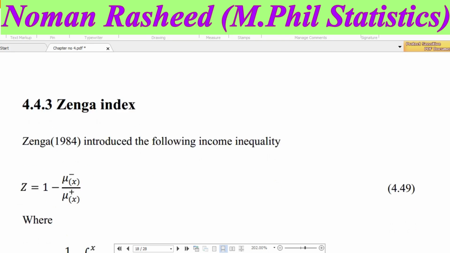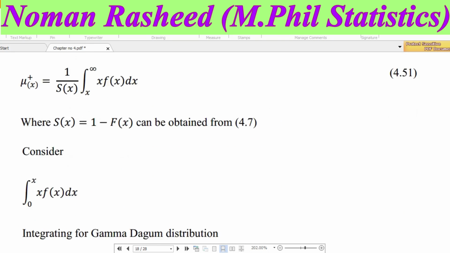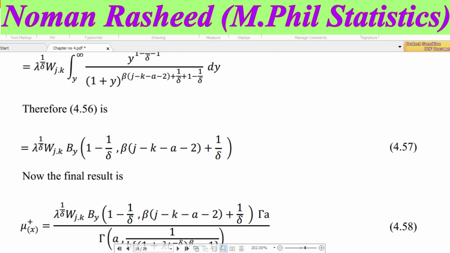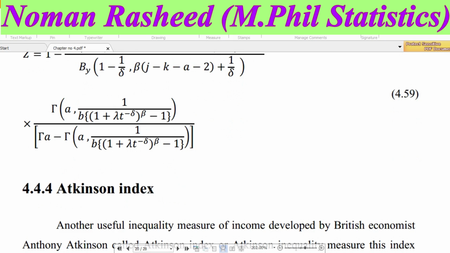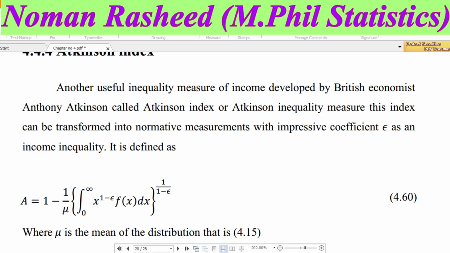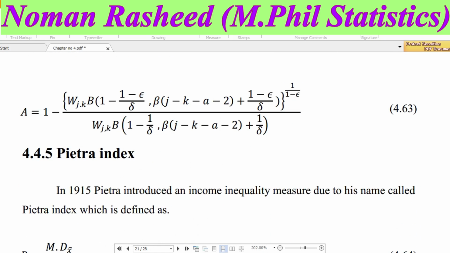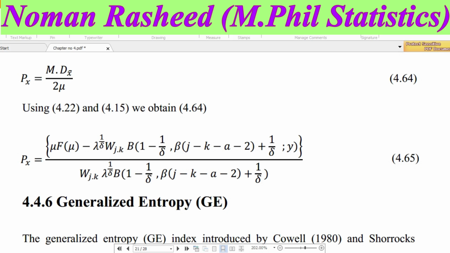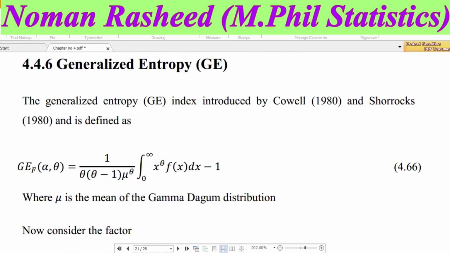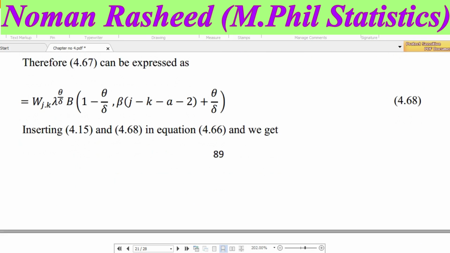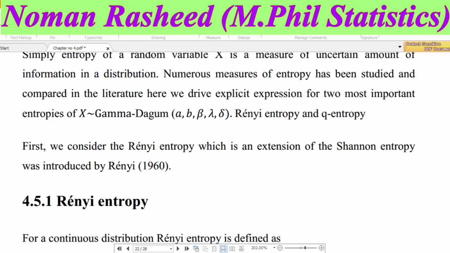The Zenga index is also part of this research. In the same way, the Atkinson index; these are the inequality measures we obtained for the gamma Dagum distribution. The Pietra index is also a part of this research, which is basically an incomplete measure of the gamma Dagum distribution. Generalized entropy is also an incomplete measure. Entropies are part of this research.